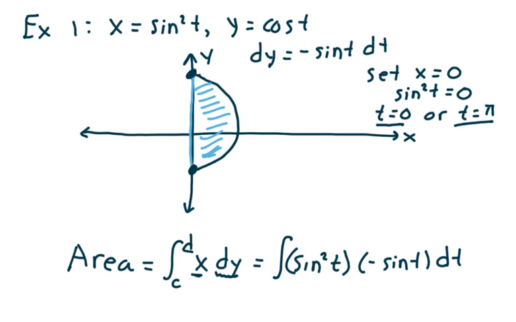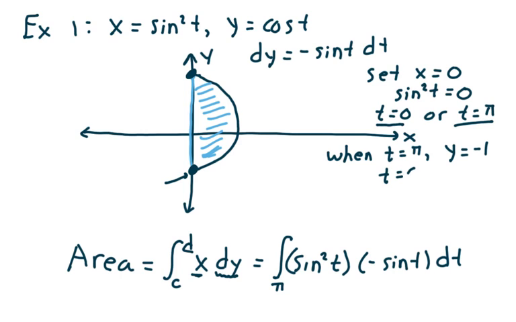The question is, which one's the lower limit? Well, when t equals pi, I'm going to solve for y, and I'm going to get y equals negative 1. And remember, x equals 0 the whole time. So that's going to correspond to this point here, and that's my lower limit. And so we know my lower limit is pi.